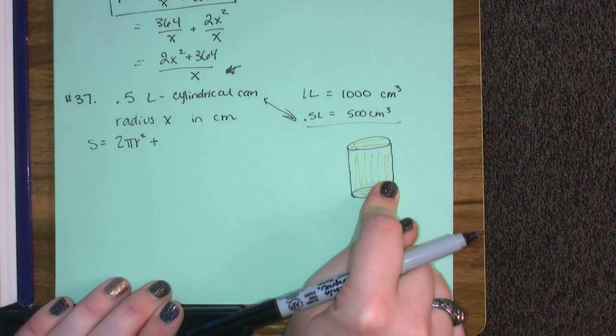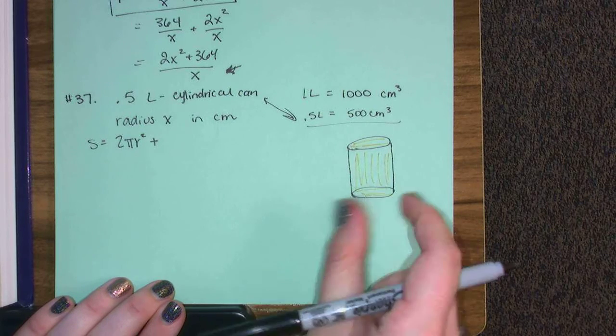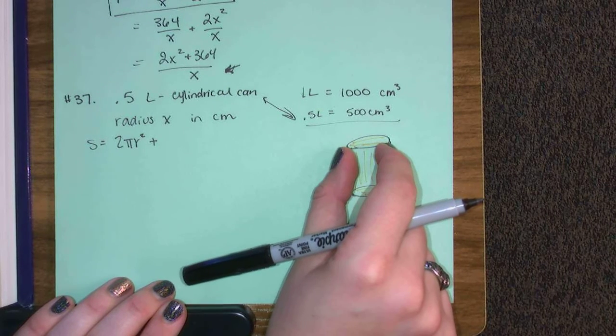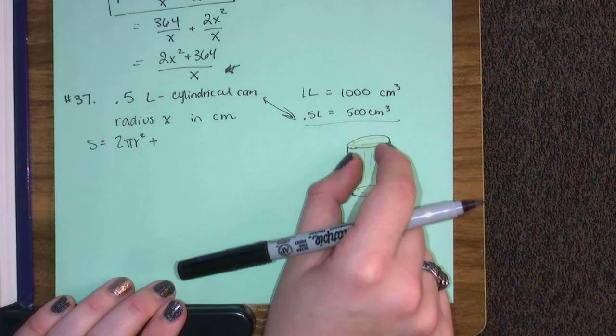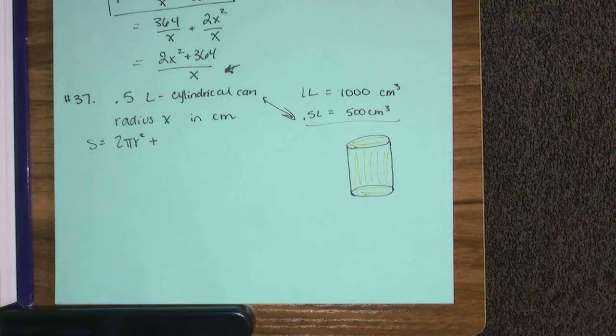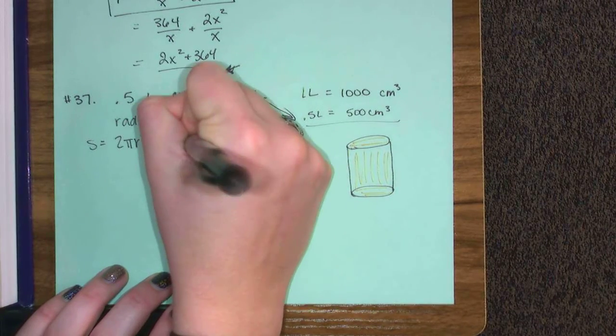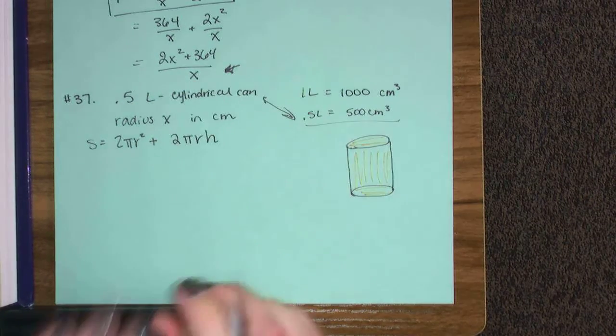Okay. Technically speaking, this is still a circle all the way up. We just don't have the middle stuff. So we're not going to square it, and we're going to multiply it by the height. So it's going to be 2 pi r h. Okay.